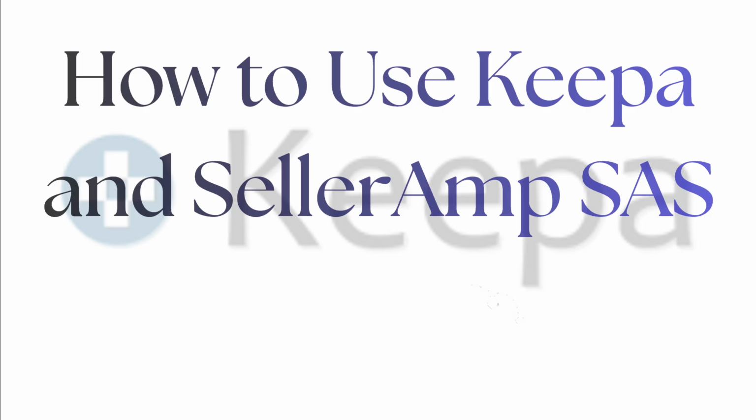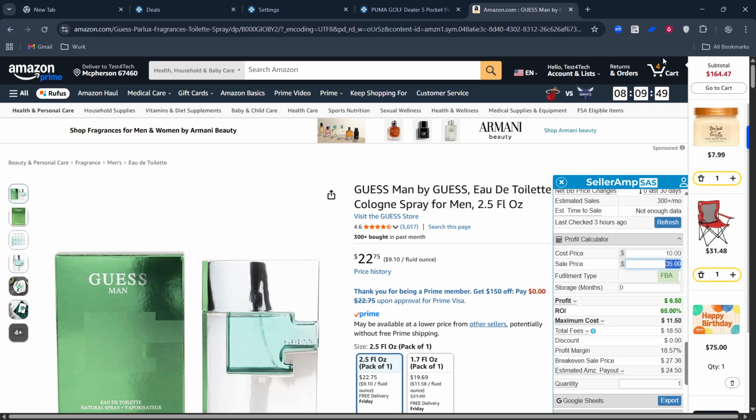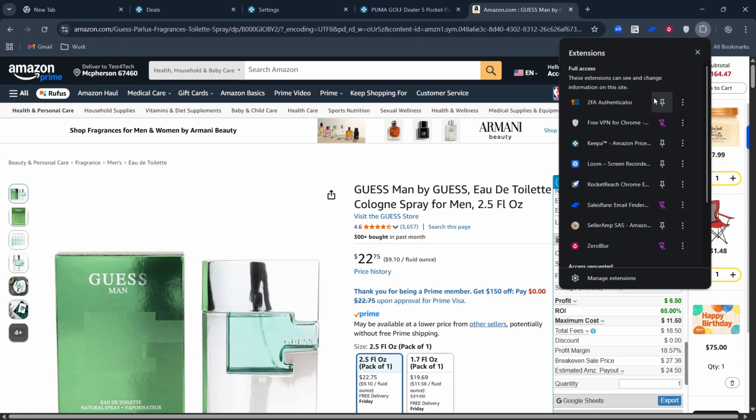Install the Keepa browser extension and the SellerAmp SAS extension from your browser's extension store, then log in to both accounts so the overlays appear on Amazon. If you're new, consider pinning the extensions so they're easy to access while you work.